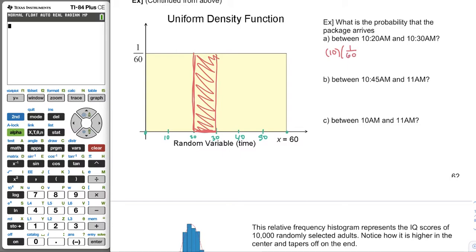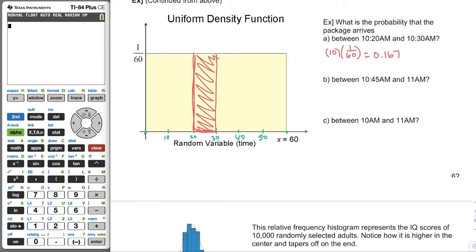So the main characteristic of a uniform distribution is that the height is constant, right? So the probability of any equal time intervals would be the same. So 10 times 1/60th would be about 1/6, so about 0.1667.